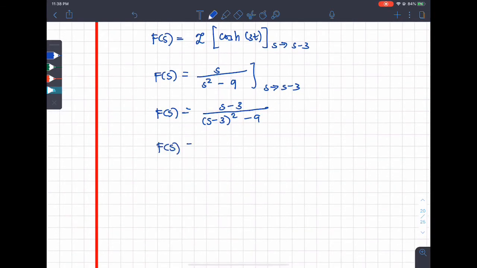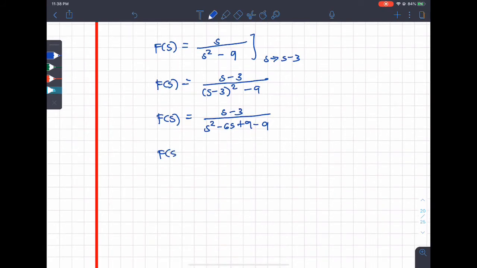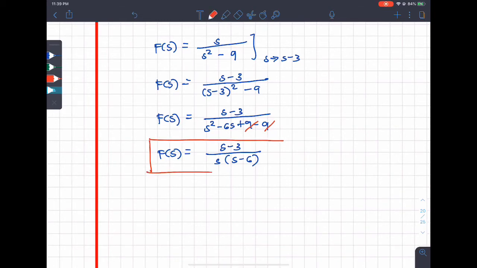So F of s then would be s minus 3. So we'll have s squared minus 6s plus 9 minus 9. So that gives us F of s equivalent to s minus 3 all over, so 9 and 9 would cancel out. However, we could factor out s, so s minus 6. So s minus 3 all over s times s minus 6. So that would be the Laplace transform of the given function.